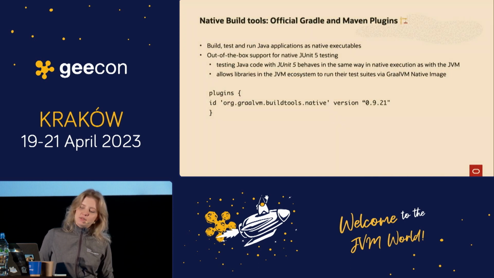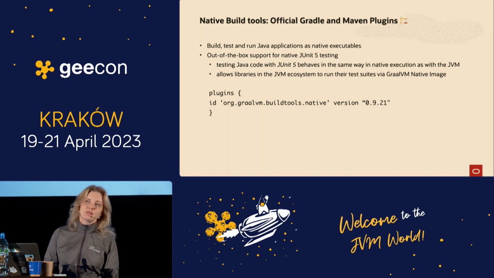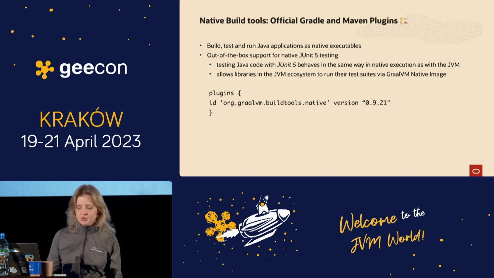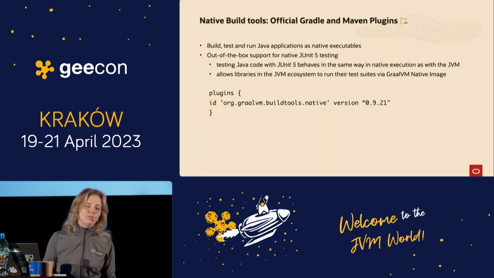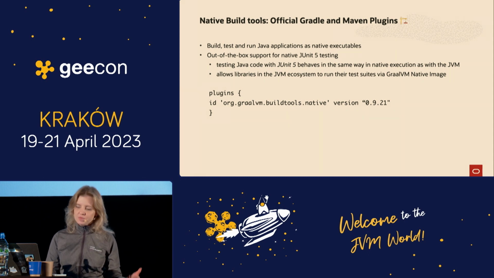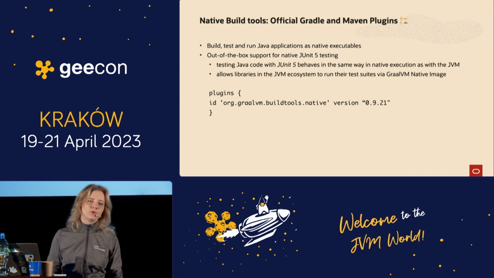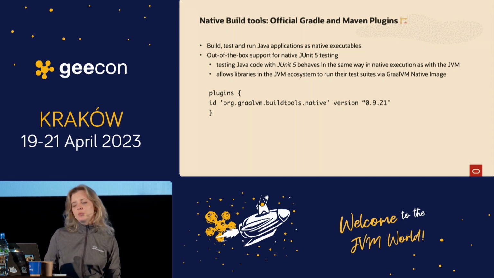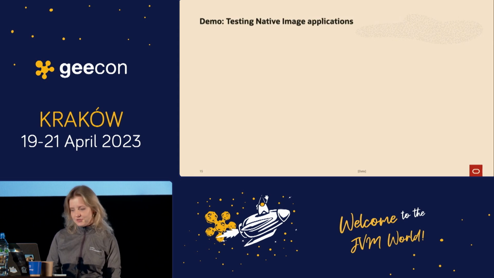OK, so let's say it sounds interesting and you want to try building such application yourself. Where would you start, and what would be some good tips and tricks to use? The first recommendation I want to give is to use our build tools. So that is Maven and Gradle plugins coming from our team. The latest release is 0.9.21. And those will help you build, test, and in general develop applications such as native images. And they also offer out-of-the-box support for JUnit. So if you want to build such a project yourself, my first recommendation would be start here with those plugins.